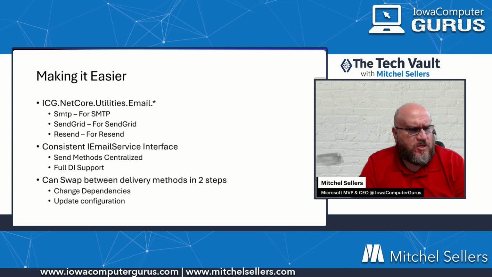I really wanted to make sure that something like this was made readily available and get that public opinion. Our goal with this was to have a single IEmailService interface that gets all of our email sending methods centralized with full DI support. And then we want to be able to switch between our delivery methods by simply changing our dependencies and updating our configuration. The idea was to make it as smooth as possible to switch between these individual providers, not having to go in and change every piece of code in our application.